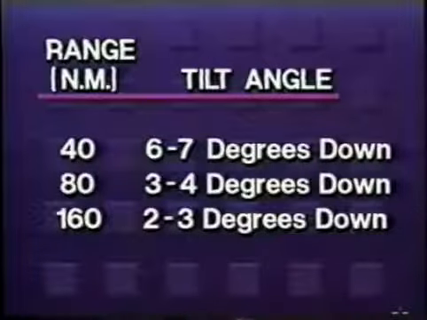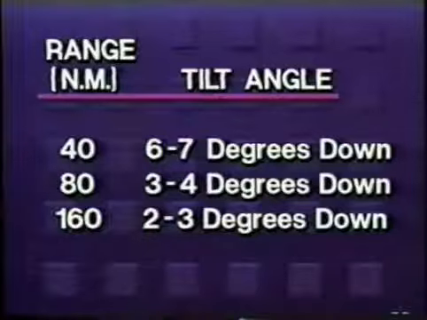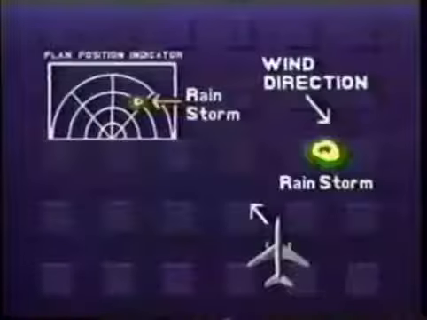When flying over water, where you cannot always be guaranteed an adequate ground reflection, the following tilt settings are suggested. At a range of 40 nautical miles, 6 to 7 degrees down. 80, 3 to 4 degrees down. 160 nautical miles, 2 to 3 degrees down.